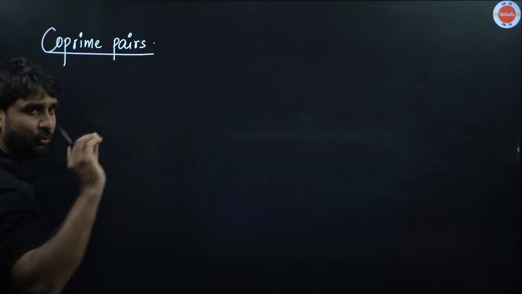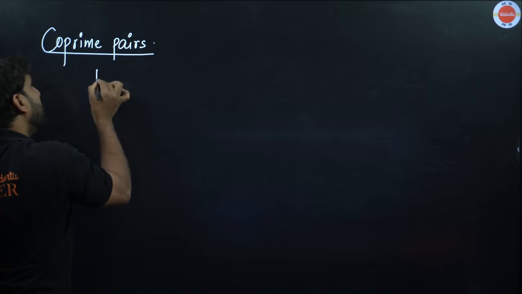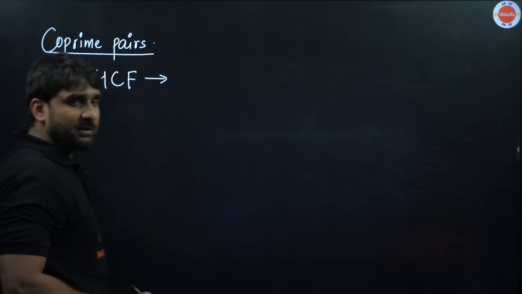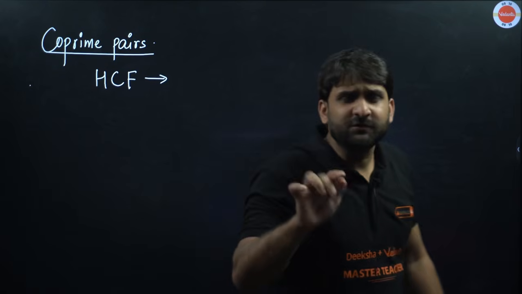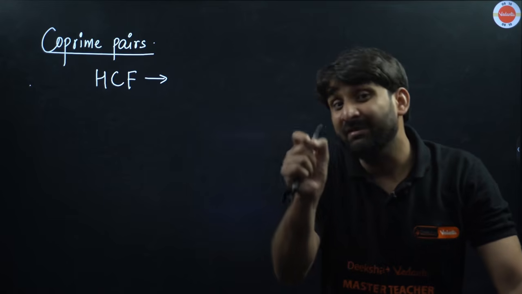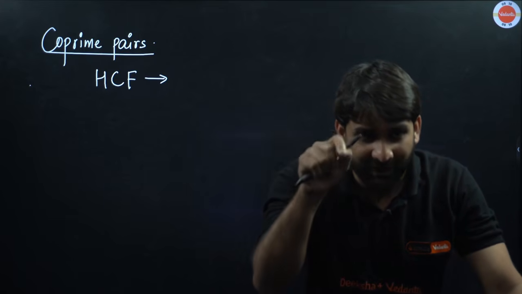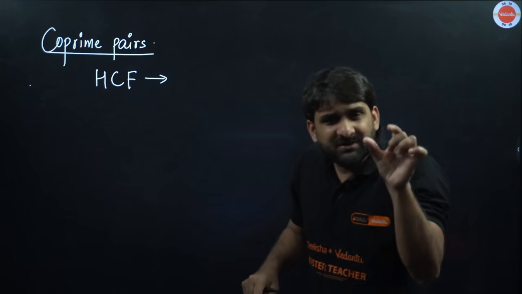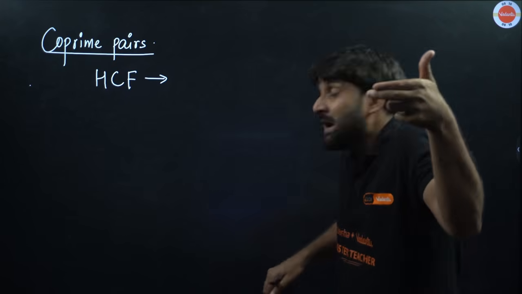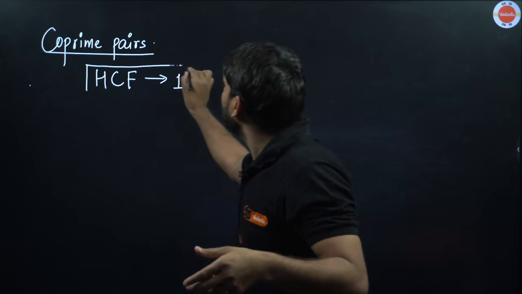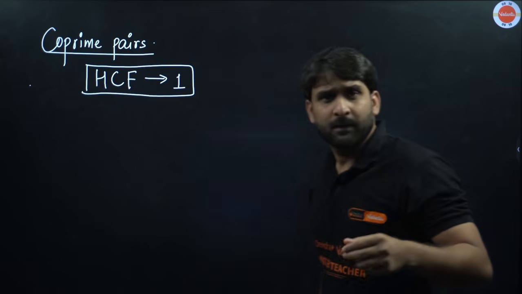Basically you have to keep in mind one thing. The pairs of 2 integers which have HCF, you all know, highest common factor, as 1. Please keep it in mind. Do you know what HCF is? Do you know?